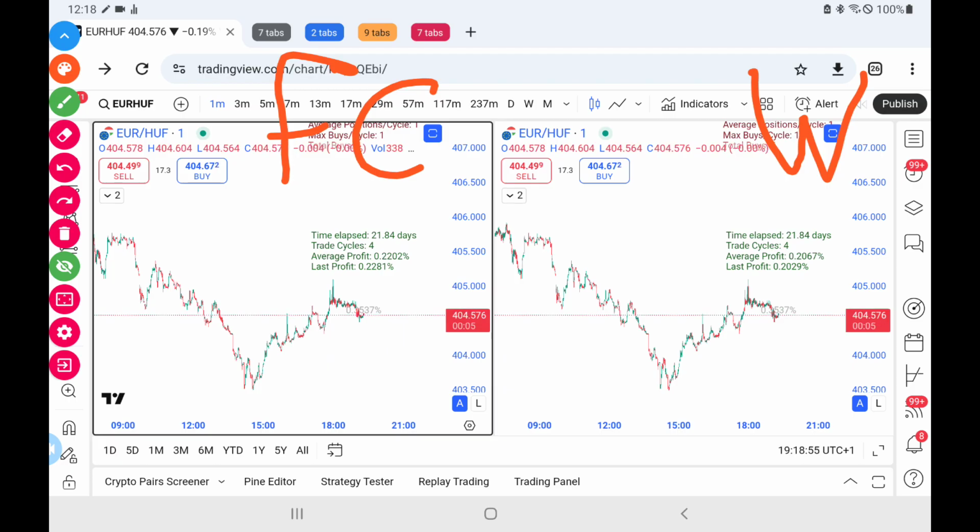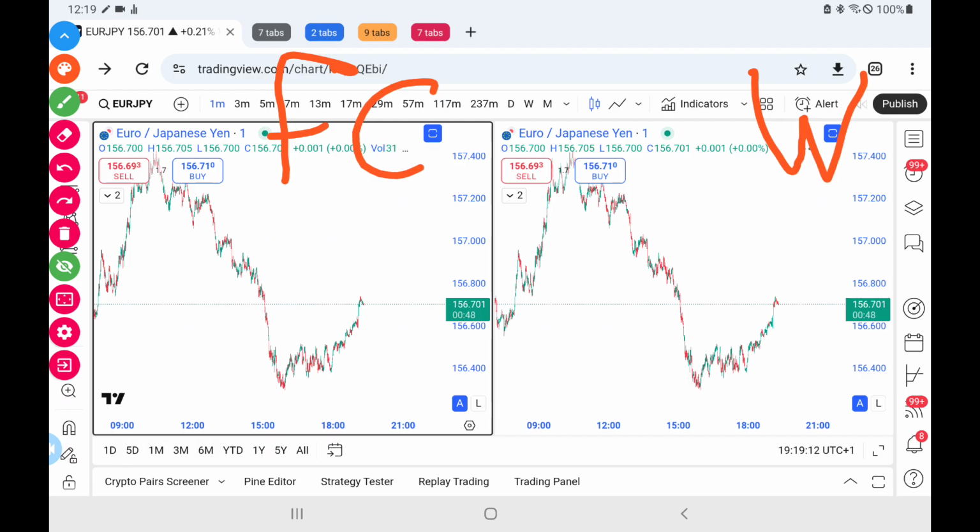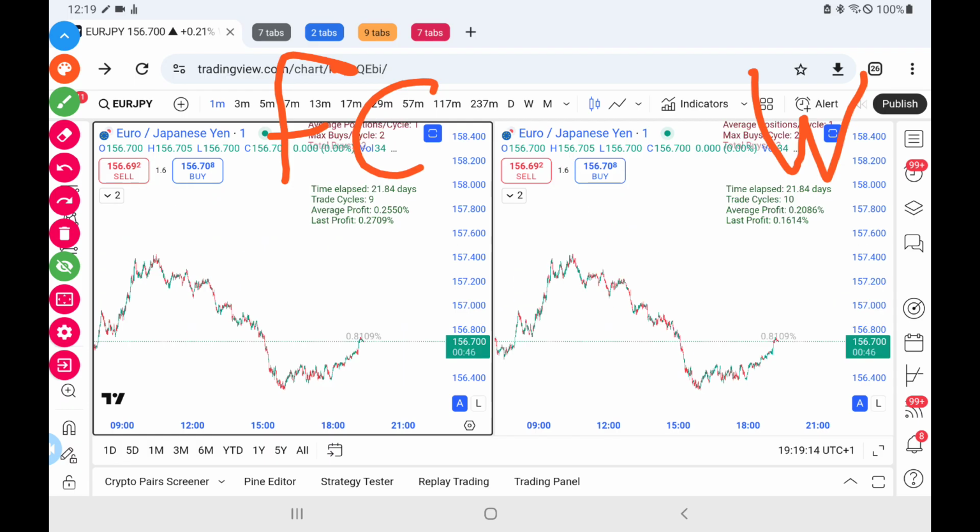Okay, again, we are seeing a difference between average and last profits between both sides, even though the max buys per cycle and the trade cycles are the same. So this is quite an interesting way of looking at the market. And we can see the wick has one more trade on the Euro JPY versus a full candle methodology. Is that a significant issue?